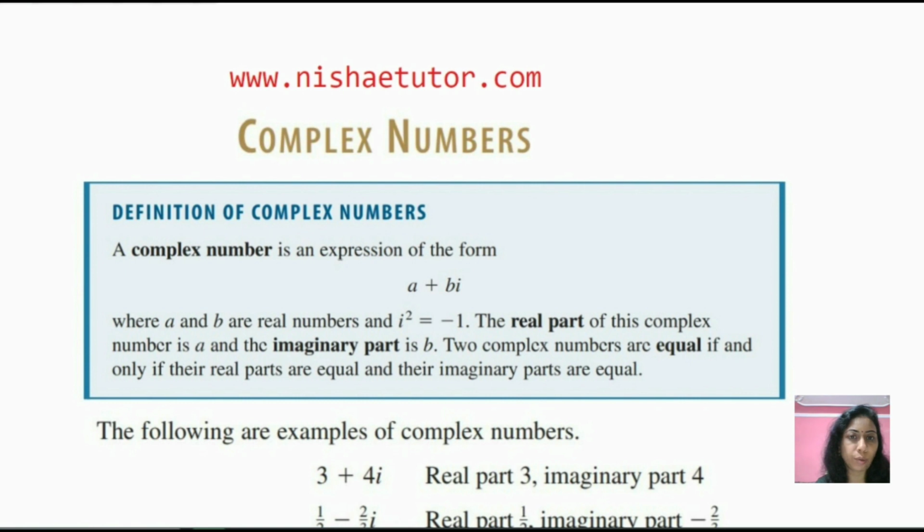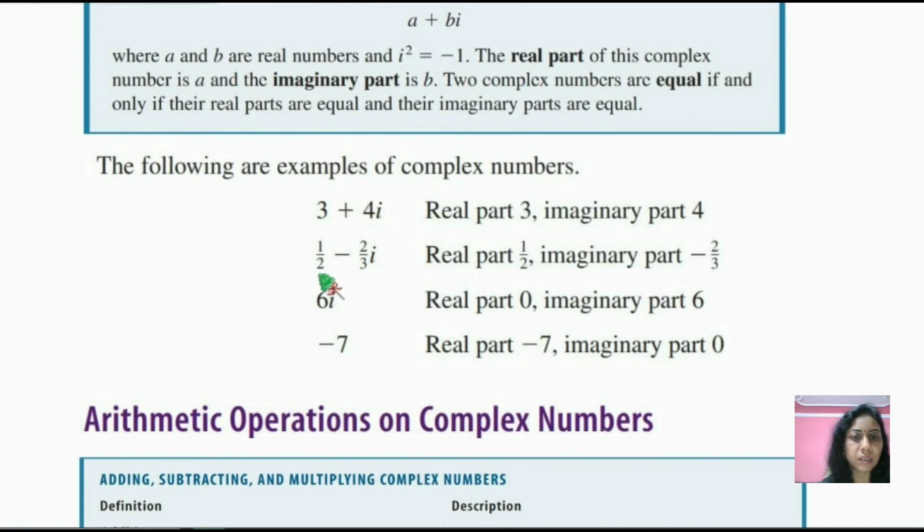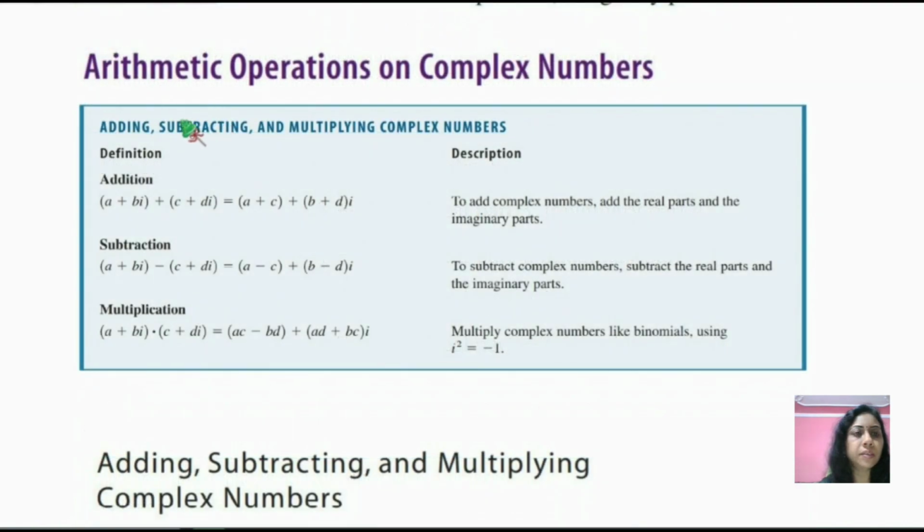In this series, we are doing complex numbers, and in my last video, we already discussed the definition of complex numbers. A complex number is an expression of the form a plus bi, where a is the real part, b is the imaginary part, and i squared equals minus 1. These are examples of complex numbers. And today we will discuss arithmetic operations on complex numbers.